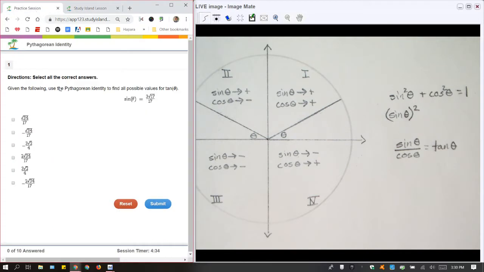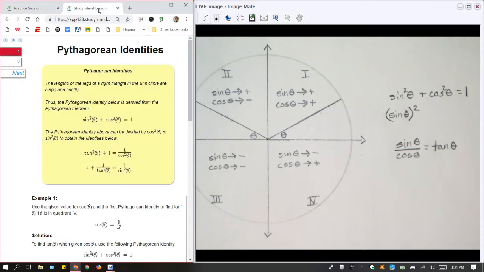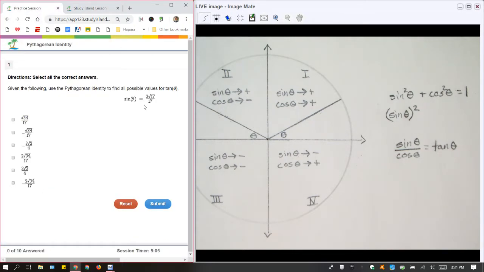The very first problem says, given the following, use the Pythagorean identity to find all possible values for the tangent of theta. It gives us the sine of theta. So again, if we go back, we use the equation that has sine and tangent because we were given sine and we're looking for tangent. The cosine of theta isn't particularly important in this problem. So we're going to use this equation, 1 plus 1 over the tangent of theta squared equals 1 over the sine of theta squared. We're going to use that to solve this problem.